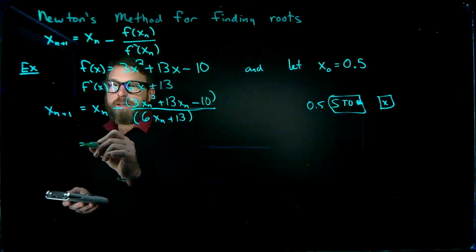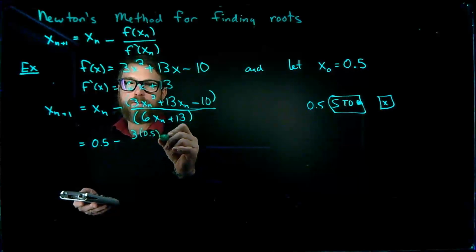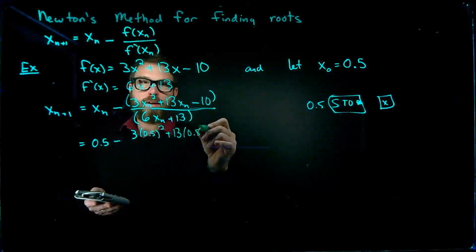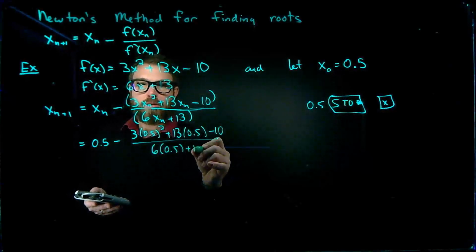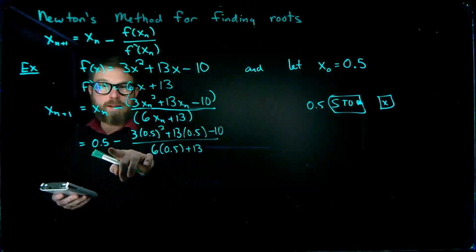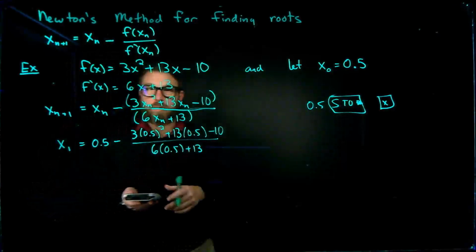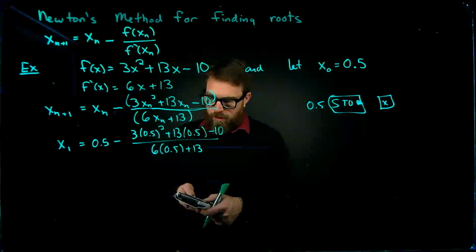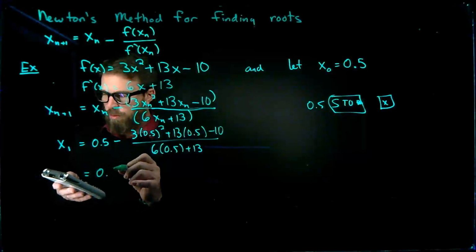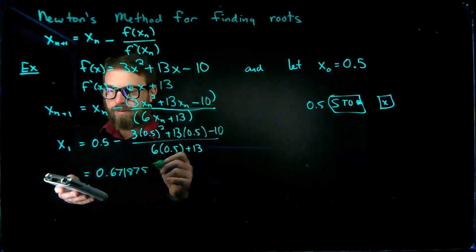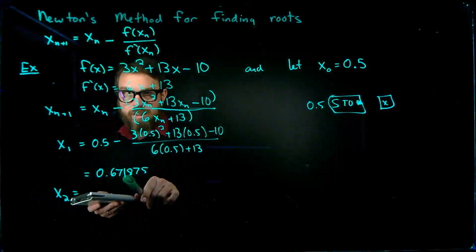So now 0.5 is going to be that x, or in really this x^n. So what I'm doing is plugging 0.5 into here. So 0.5 minus 3 times 0.5 squared plus 13 times 0.5 minus 10, all over 6 times 0.5 plus 13. Remember that I'm putting x0 in here, so this is going to be our x1, our next number. So I'm going to go up and grab that equation since it's stored to x. This gives me 0.671875.